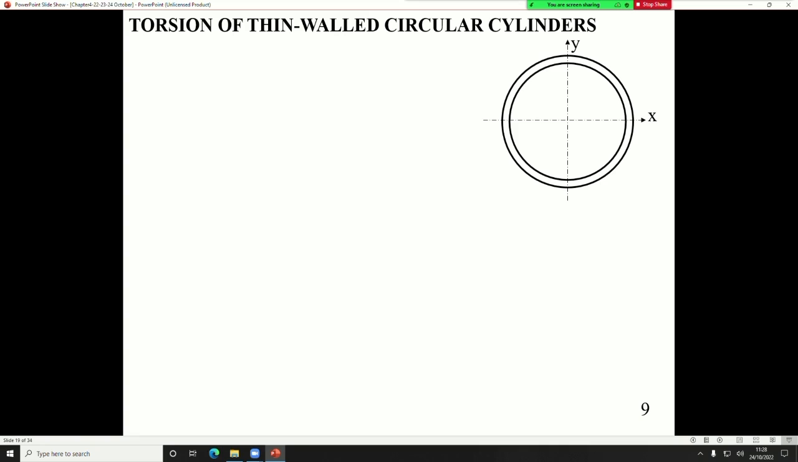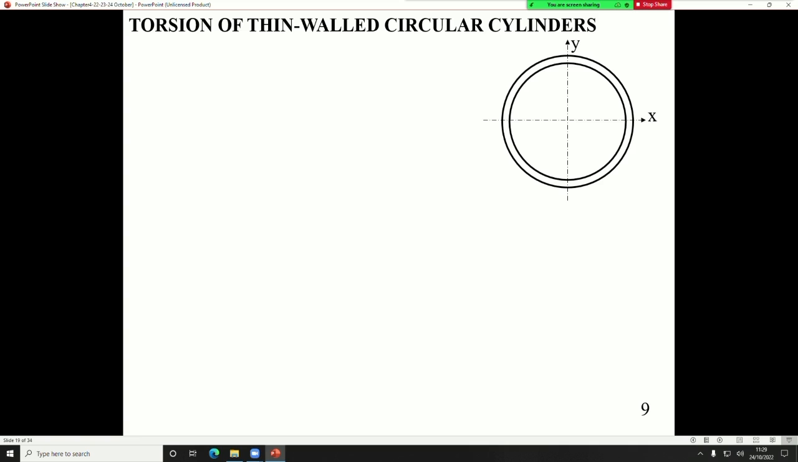Now, I said that we can apply the equations I showed you for torsion, for shear stress and angle of twist, for a circular cylinder. We can also apply them to a thin walled cylinder. But please write down on top of slide number 9, the thickness is uniform. A common mistake among you.